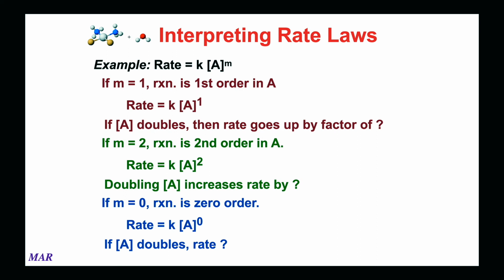Rate stays the same. You double A, 2 to the 0 is 1. You triple A, 3 to the 0 is 1. Do anything you want to that concentration. It's not going to affect the rate. So you're going to see here 0 order, first order, second order. 0 order and first order are by far more common than second order, but we'll see some second orders too. And all of them have a different effect on how fast the reaction will go, or what the rate of the reaction is.